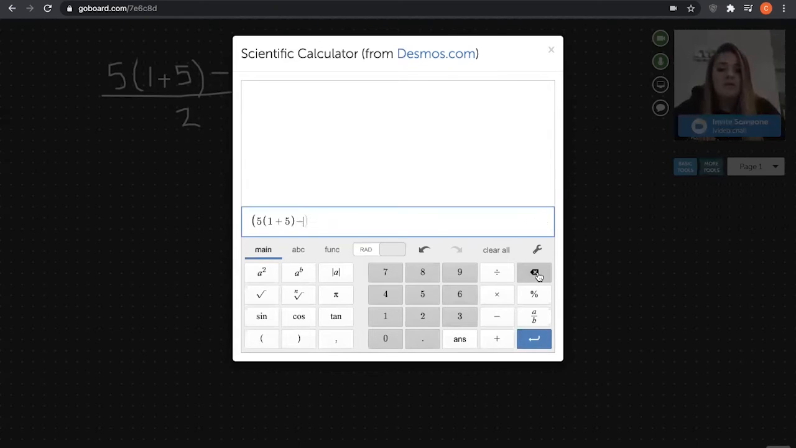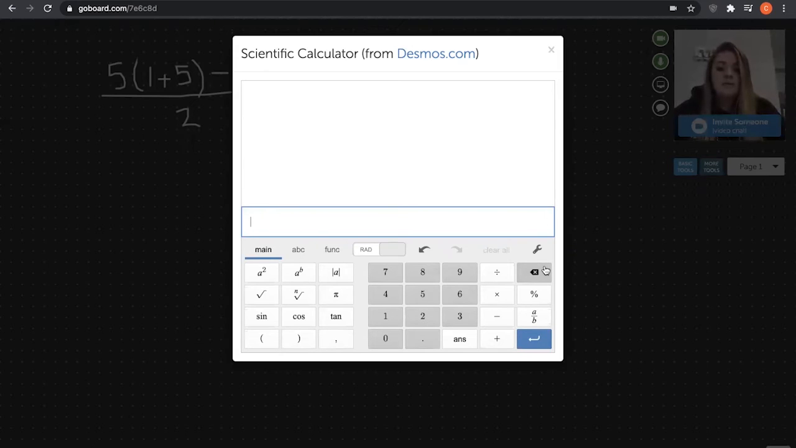Another cool function, especially in this calculator in GoBoard, is that you could also just click this A over B function, and that'll automatically put that in there, so you don't have to worry about those pesky parentheses. You're able to just put it in there by clicking that button.